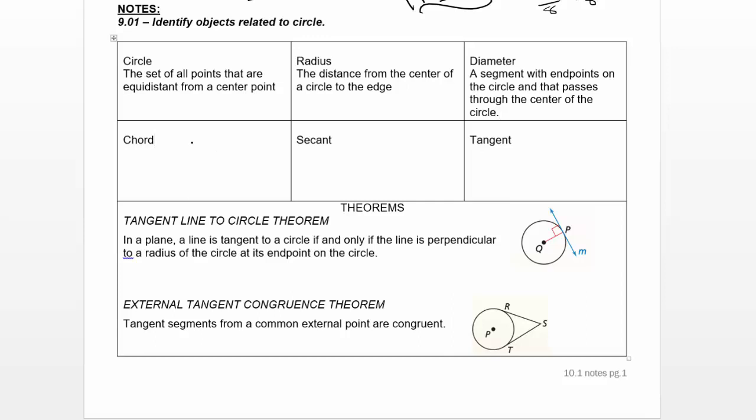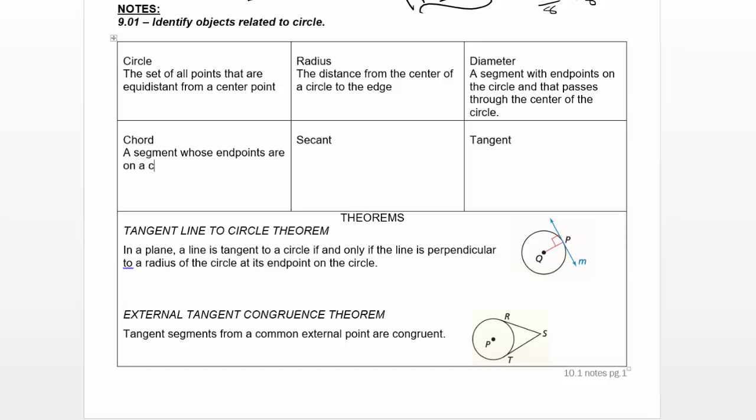Maybe some terms you're less familiar with. A chord is similar to a diameter, but it does not go through the center. This is just a segment whose endpoints are on a circle, but does not pass through the center.